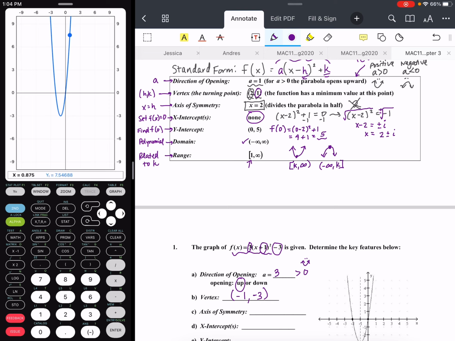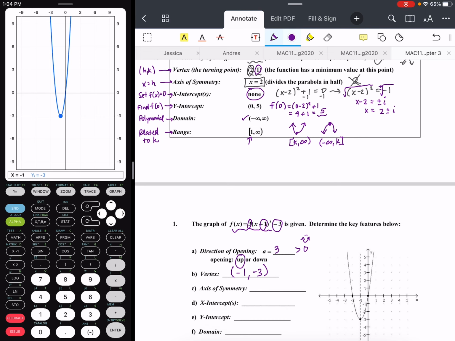On our calculator using the trace function, let's just verify this. X equals negative 1 gives me y equals negative 3. And we can see it here on our graph. That's our vertex, negative 1, negative 3.